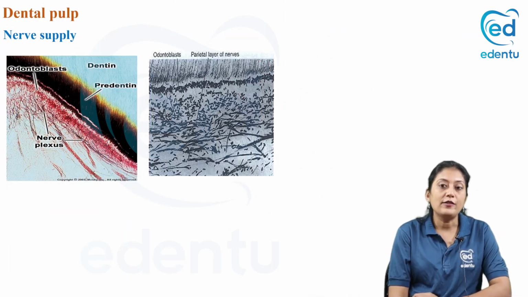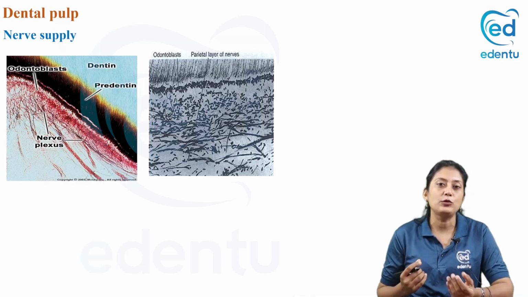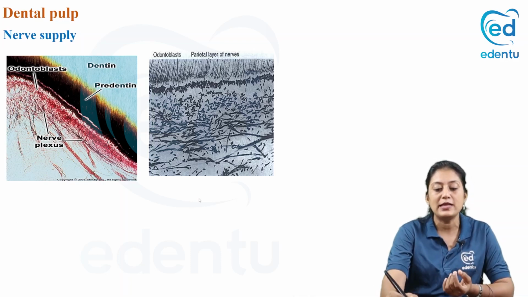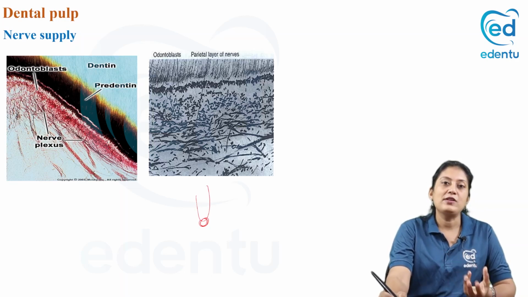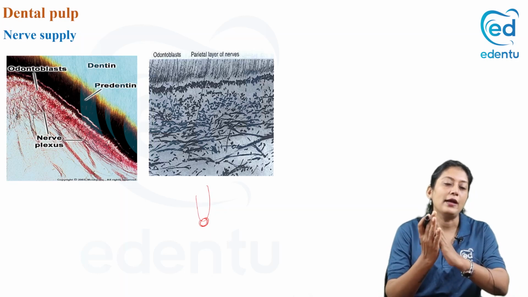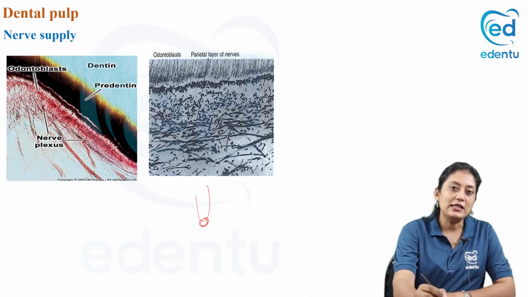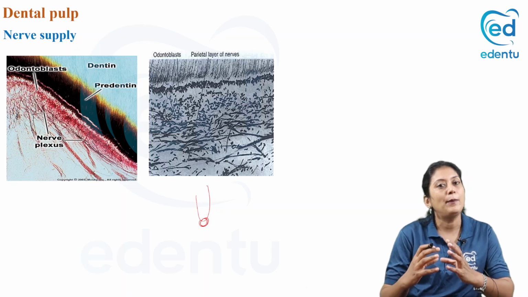There are a lot of nerve fibers also which are entering and exiting the pulp through the apical foramen. So the apical foramen, in the apical portion of the tooth, has small openings. Through those openings, blood vessels and nerve fibers may enter the pulp and also exit the pulp. So these nerve fibers are mainly seen in the pulp core.